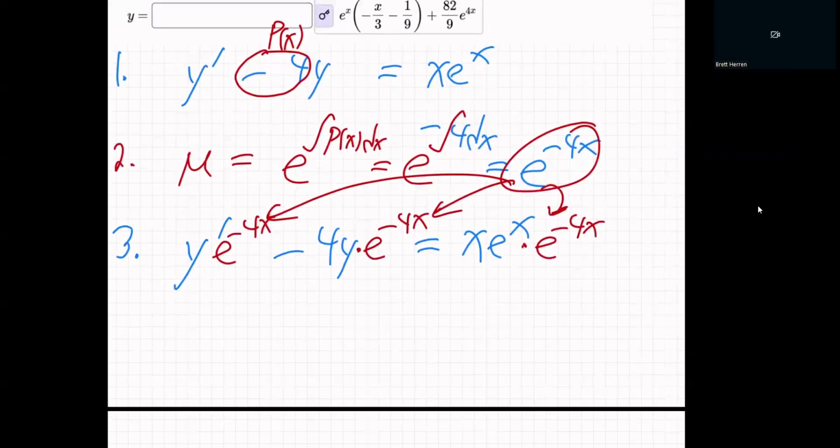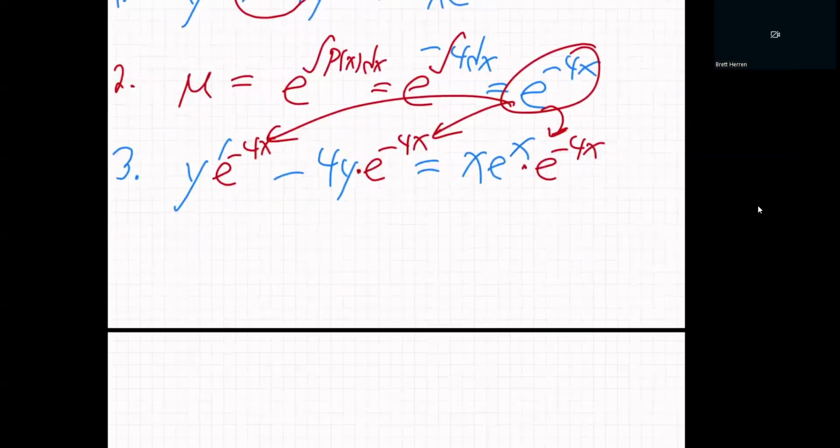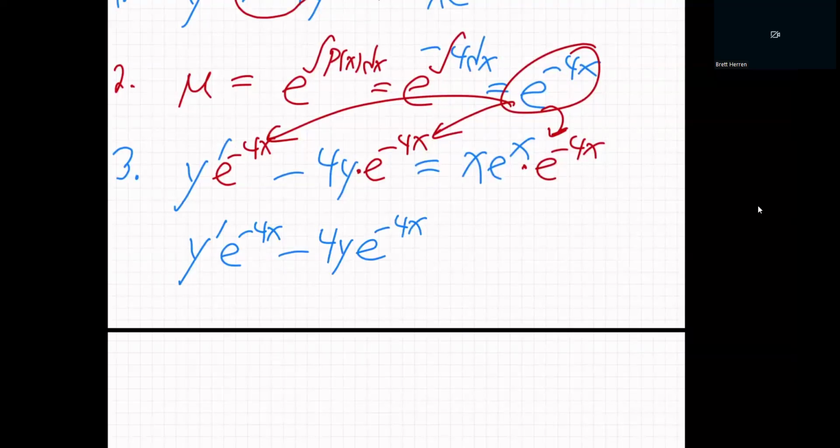Okay. And we clean that up a little bit, not a lot. y prime e to the minus 4x minus 4y e to the minus 4x. Nothing really happens on the left side. On the right side, e to the x and e to the minus 4x. This is 1x, take away 4x. That's e to the minus 3x. Remember those powers add and subtract on the e there, e to the minus 3x.